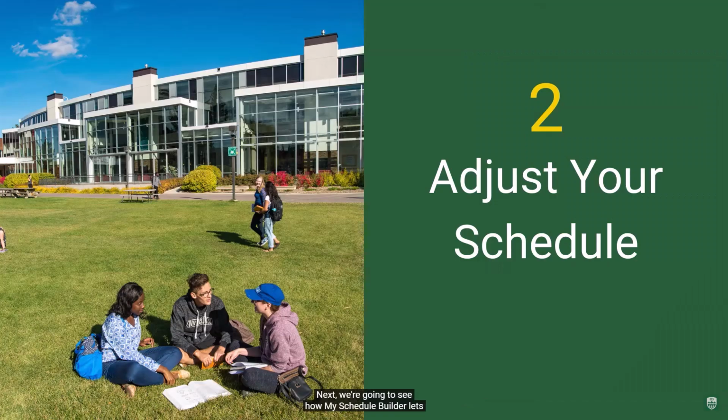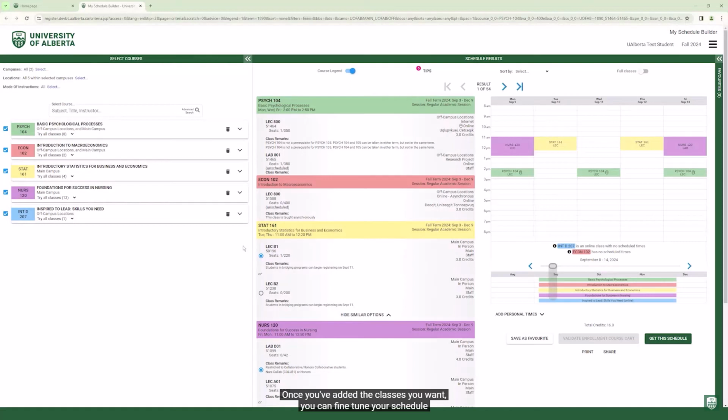Next, we're going to see how My Schedule Builder lets you easily adjust your schedule to make it work for you. Once you've added the classes you want, you can fine-tune your schedule by adding personal time blocks when you would prefer not to have classes. The software will automatically place classes outside of these times as much as possible. To add a personal time block, click and drag on a part of your schedule where you'd prefer not to have classes.